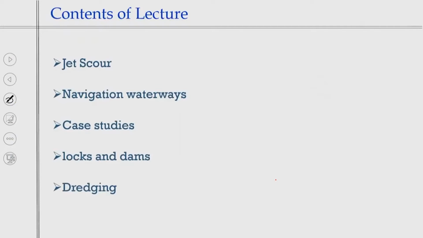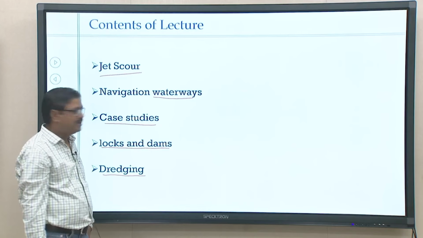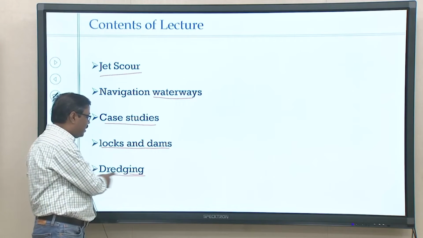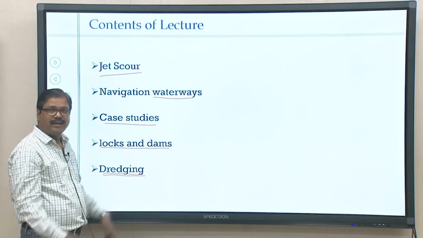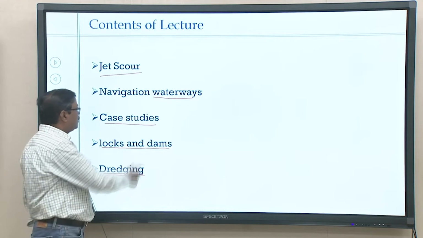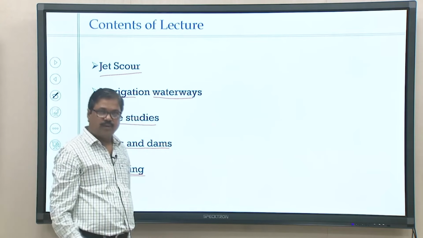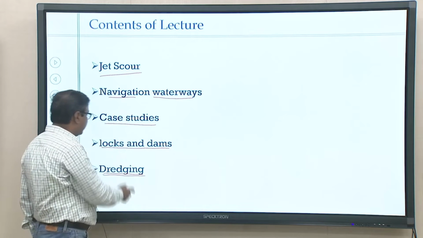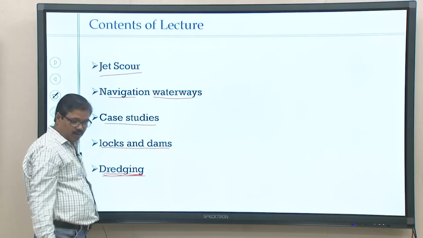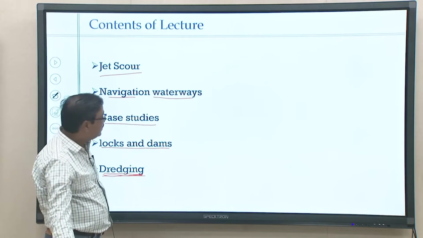Today, we will cover jet scours, waterways, some very relevant case studies, and I will also talk about locks and dams, and dredging. Those are the concepts we will discuss today: how we can do dredging to maintain river channels from a navigation point of view or other utility point of view. We can also look at dredging as an option. Those things we will discuss in more detail today.